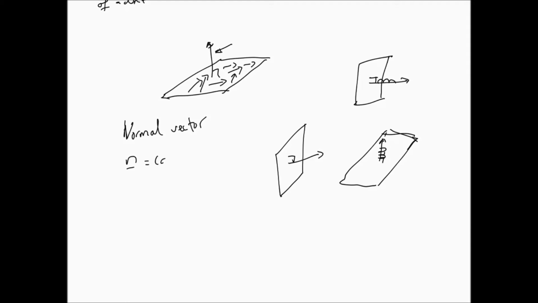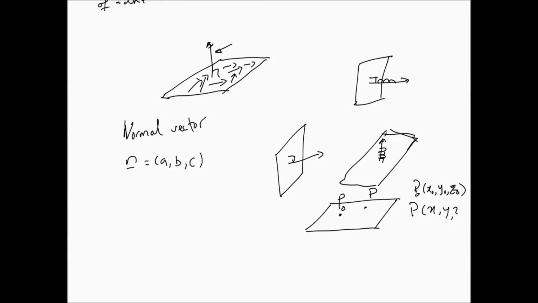So the normal vector, let's call it the vector ABC, is the normal vector, and usually we use the letter N to represent it. Now say that we have any plane. Here is a plane in 3 dimensions, and let's say we have a point. Let's call this point P0 again, like before. And let's say we have some arbitrary point in the plane, which is the point P. So again, P0 and P are the same as before. P0 has coordinates x0, y0, and z0, and P has coordinates x, y, and z.